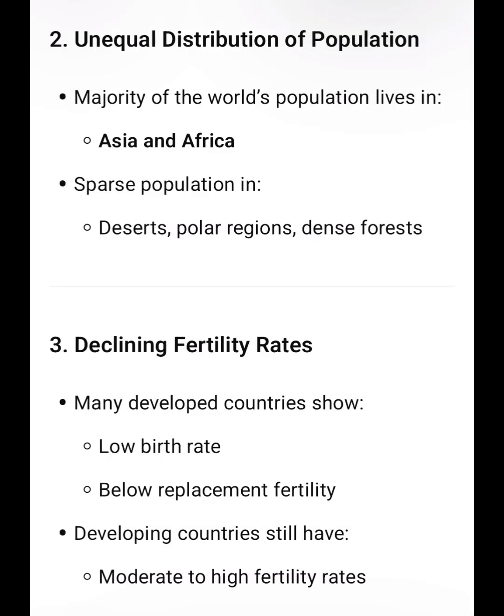And next one, uneven distribution of population. The majority of the world population is living in Asia and Africa, and sparse populations are in the desert, polar regions and dense forests.